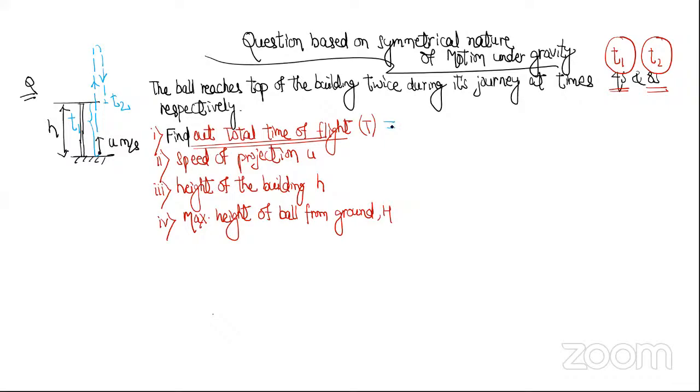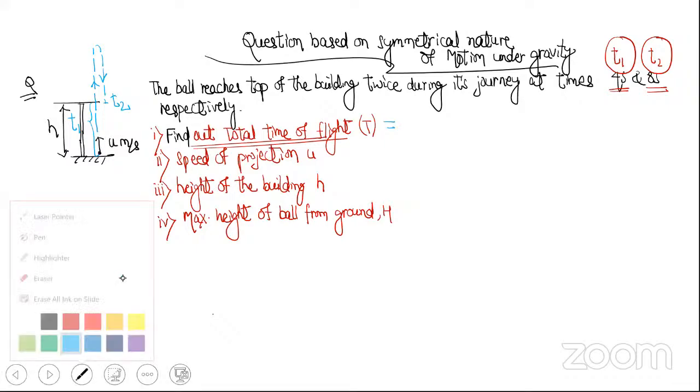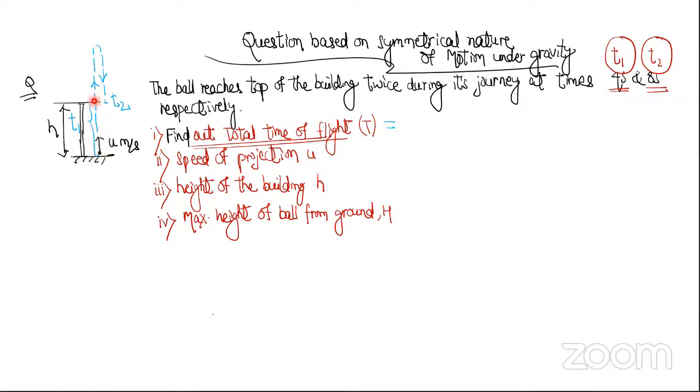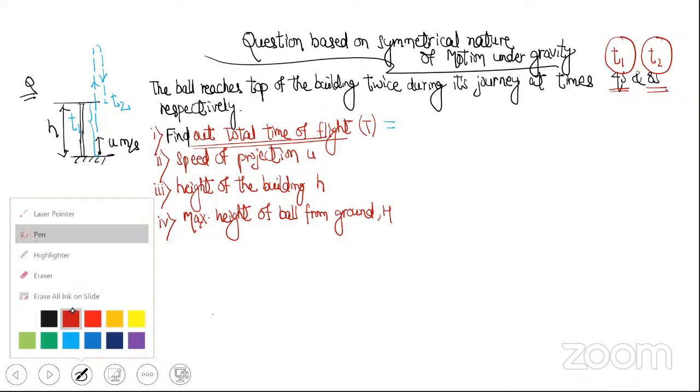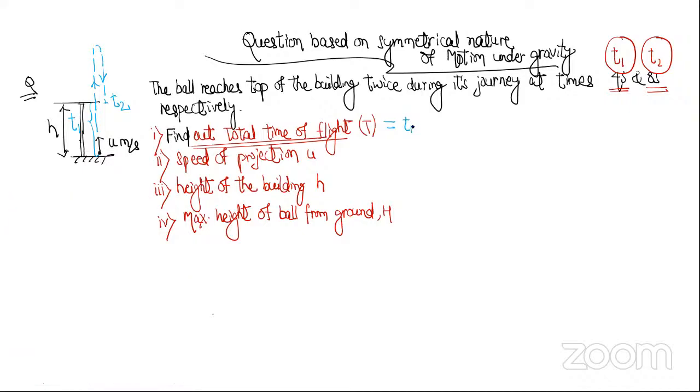So what is the time of flight? Here you see, from here to here it is t1, and from here to here it is t2. Total time of flight means from here to here and from here to here. We know from here to here it is t2, and from here to here it is t1, because while going up it took t1 time, so while coming down it will also take t1 time only. So what is the total time of flight? t1 plus t2. So simple, na? So time of flight is t1 plus t2.